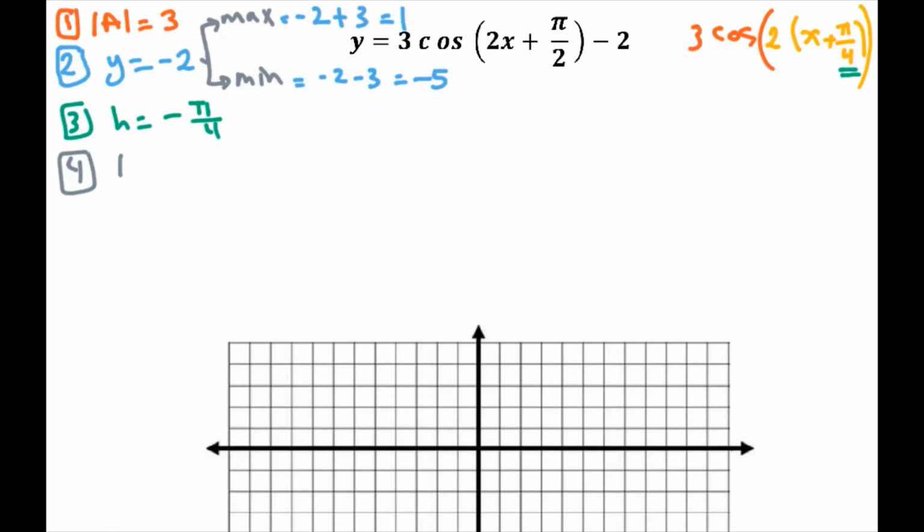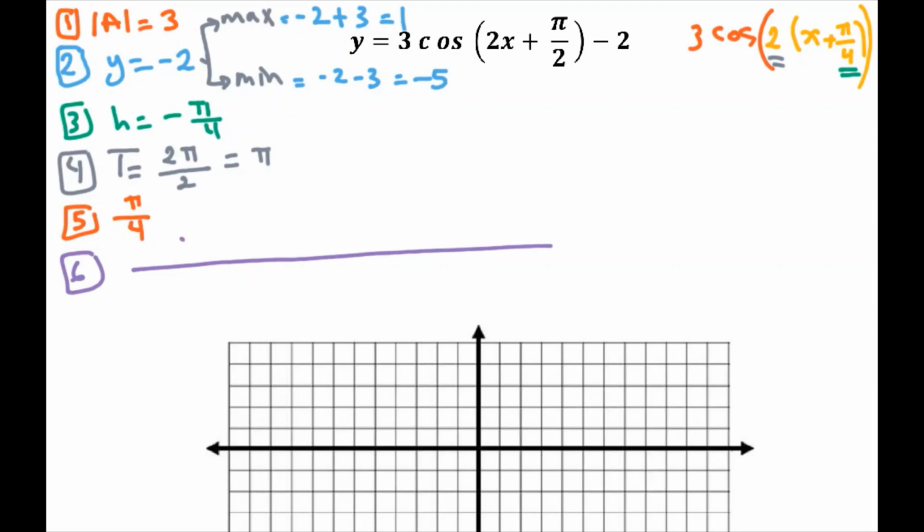Next, we need to find the period, which is 2 pi over b, and b in this case is 2, that's pi. Finally, before the table, we divide the period by 4. We are going to skip count by that number, and then we will draw the table. So the table will be x, y. We're going to take 1, 2, 3, 4, 5 points, starting from the h, and skip count by pi over 4, that's going to be 0, pi over 4, and then pi over 2, and 3 pi over 4.